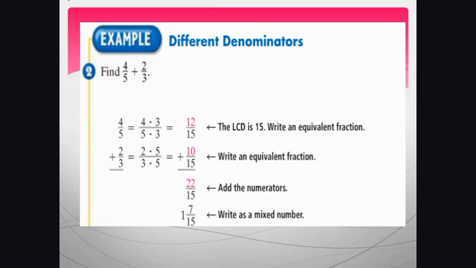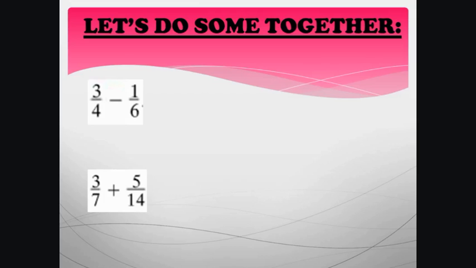So let's go ahead and take a look at some examples. So for our first problem, we're asked to find the difference between 3/4 and 1/6. First, we need to find the least common denominator, or the least common multiple of our denominators, which equals 12. So we need to write an equivalent fraction for both of our fractions.